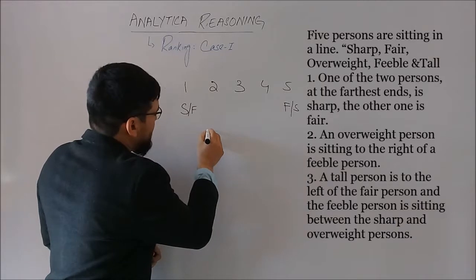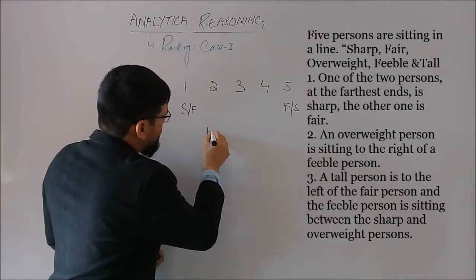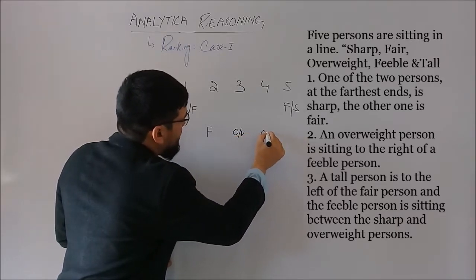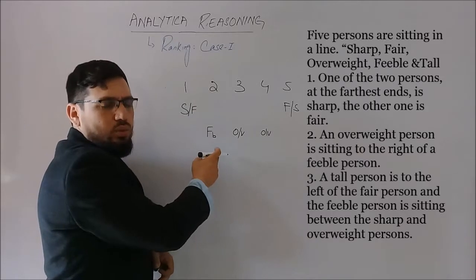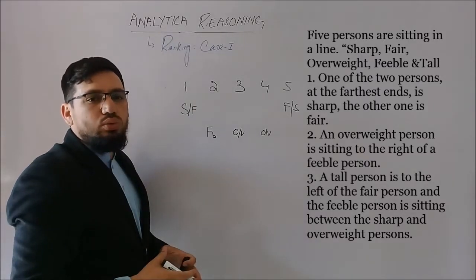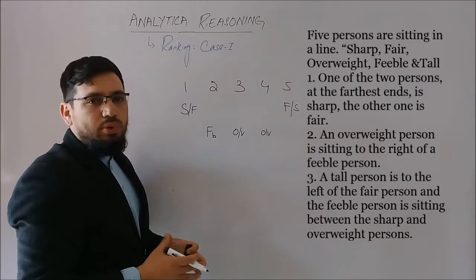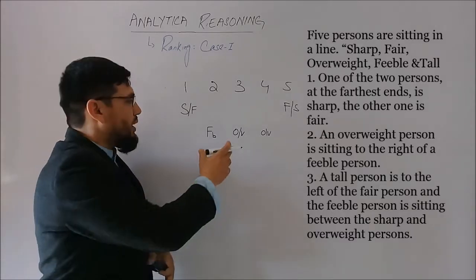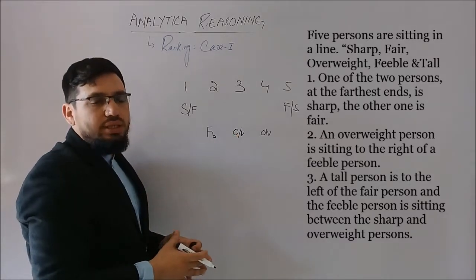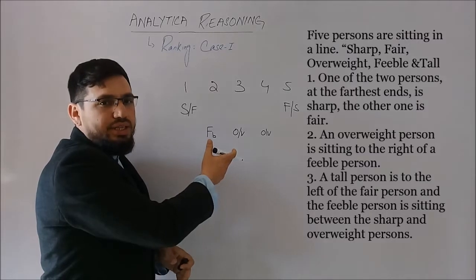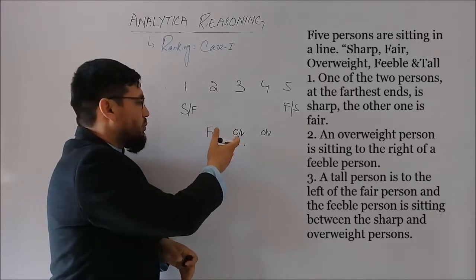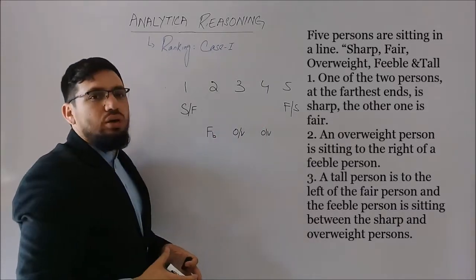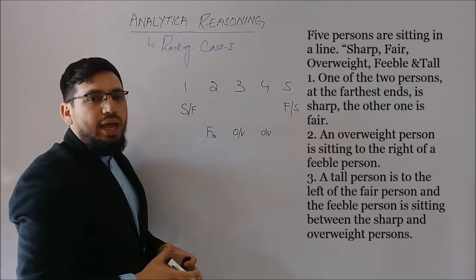If feeble is sitting over here, then the overweight person must be on position 3 or position 4. Why do I assume feeble over here? Because we have to go for each and every possibility. And secondly, it is not mentioned that the overweight person is sitting immediately to the right of the feeble person. That's why I say that overweight could be on the 3rd and 4th, as the first and last positions are already consumed by the sharp and fair person.